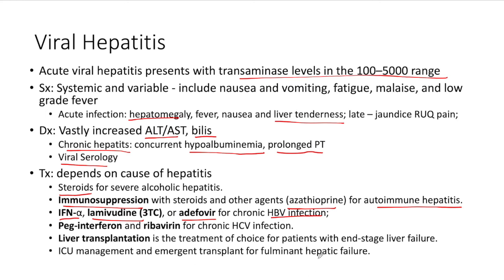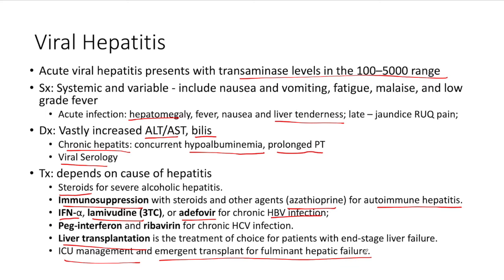When our patients progress to end-stage liver failure, if they do, liver transplant is really the only curative measure that we can take. ICU management, emergent transplant for fulminant hepatic failure. So when you have that patient who attempted suicide by acetaminophen toxicity, that patient is going to need to get a liver transplant, okay? Or any of these patients that have that viral hepatitis where it has progressed to a point where you have complete liver failure, you need to do a transplant, okay?